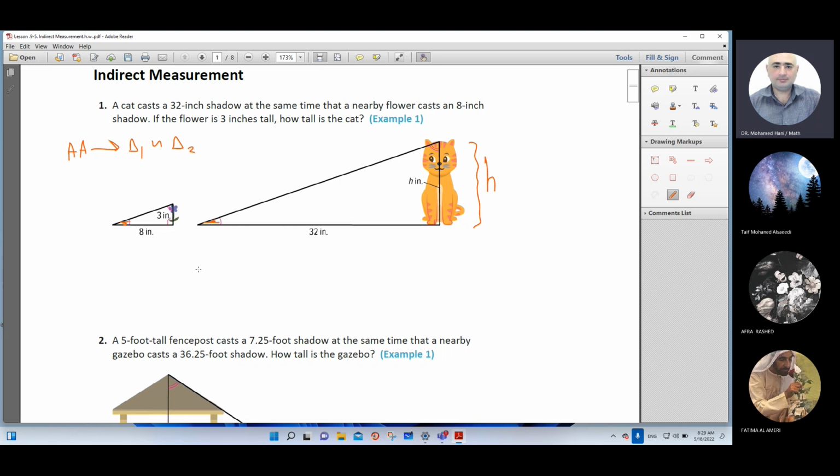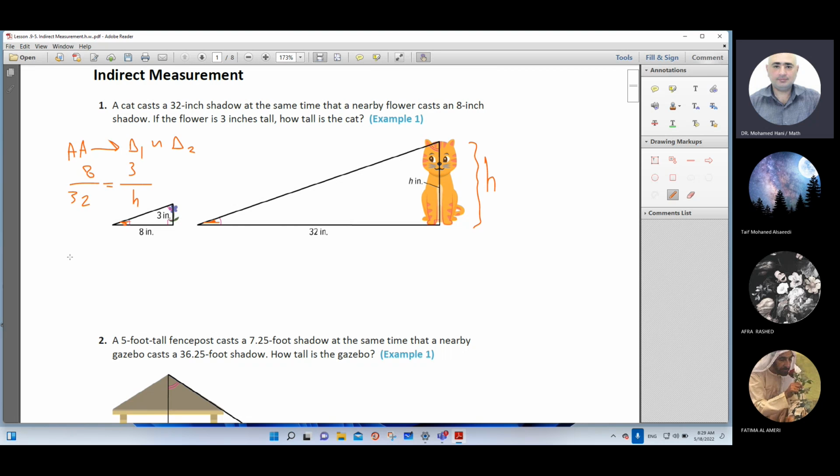And if the two triangles are similar, we can use the property of similar triangles. Try to write a proportion. If I take here 8, what is the corresponding side in the second triangle? 32. So we can write here 32. And here, if I take 3, what is the corresponding side of 3? h.